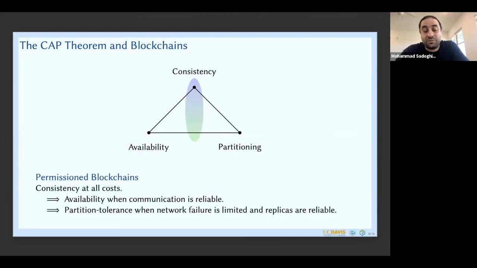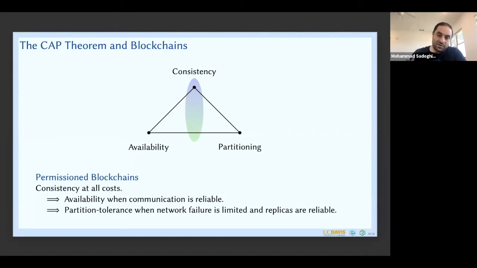The permissioned setting is slightly more intricate. So the permissioned setting is always about consistency, because if you remember, the problem with consensus was non-divergence and termination. Non-divergence corresponds to consistency. So they do really stress consistency. And they can only provide availability if the communication is reliable, and they can really be partition tolerant if the network failure is limited to the minority.